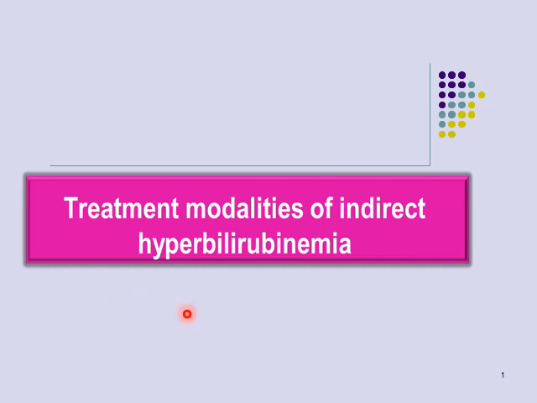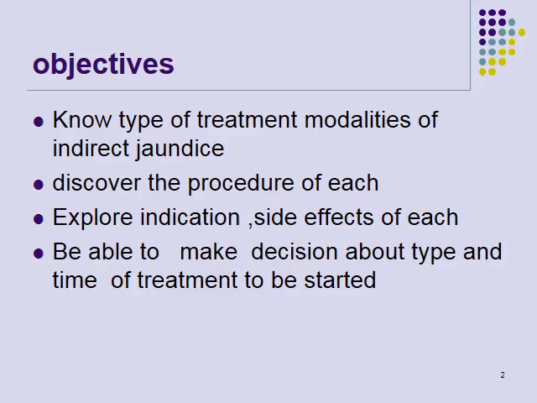This is the third lecture regarding neonatal jaundice, and today we talk about treatment modalities of indirect hyperbilirubinemia. The objective of this lecture is to know types of treatments of indirect jaundice, discover the procedure, explore indications and side effects of each, and be able to make a decision about the type and time of a treatment to be started.